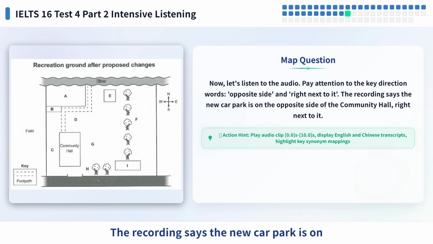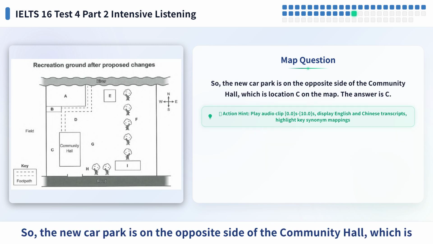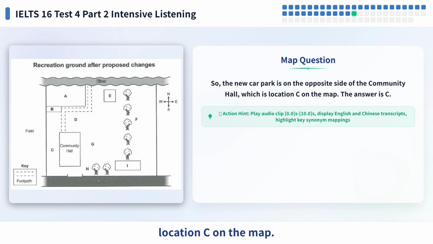The recording says the new car park is on the opposite side of the community hall, right next to it. So, the new car park is on the opposite side of the community hall, which is location C on the map. The answer is C.